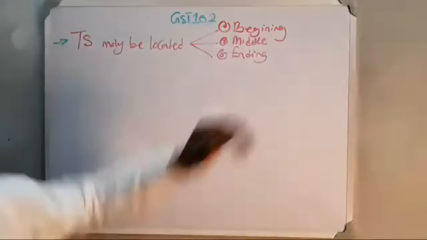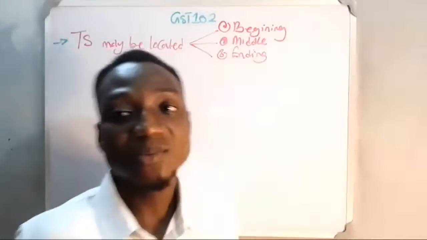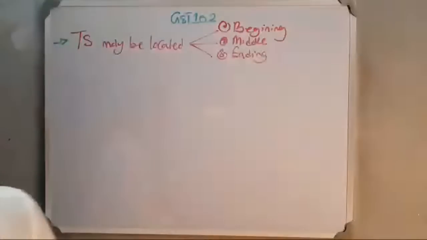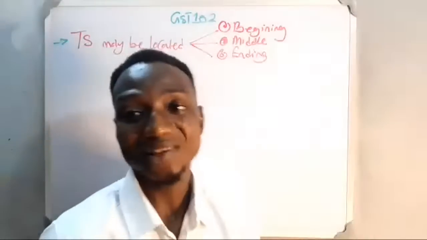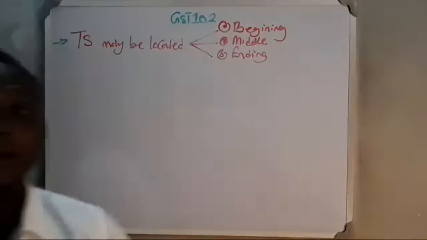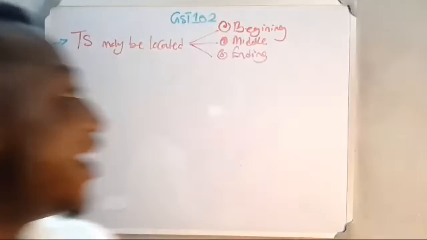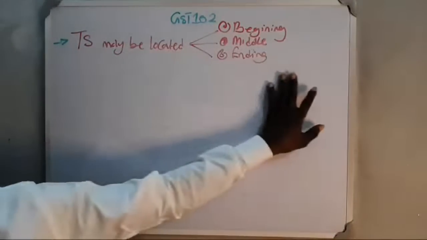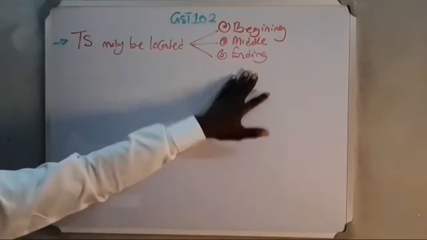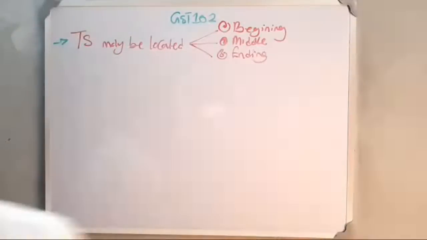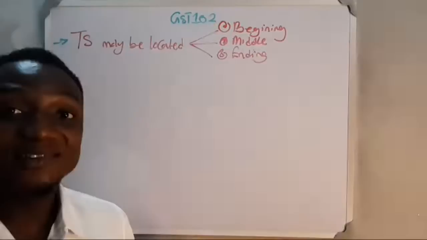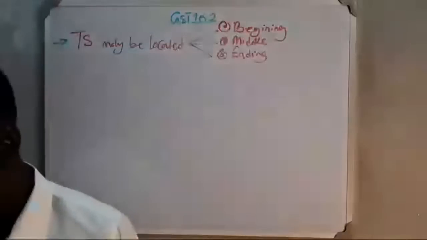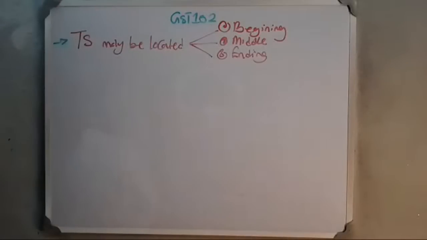Topic sentence in the middle is almost the same thing as that of the beginning. It's just that the central idea will be introduced in the middle of the paragraph or in the middle of the writing. And we also have the topic sentence introduced at the ending part of the paragraph or the writing. So it can be introduced in three different places. Okay, so we have that.